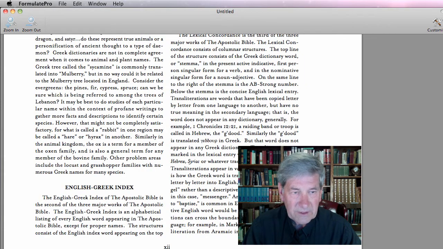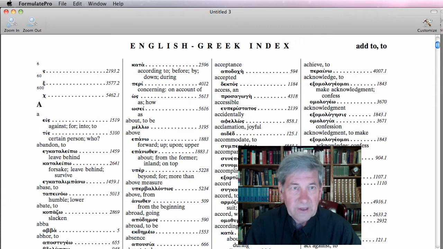then the English-Greek index. The English-Greek index is right here, and you can see where you have an English word and a Greek word below it. If you can find an English word, then it'll tell you which Greek word it is, and the 3195 is the number. If there's more than one down here, that means that this epano 1883 appears under all of these words, and they all appear in the Apostolic Bible.